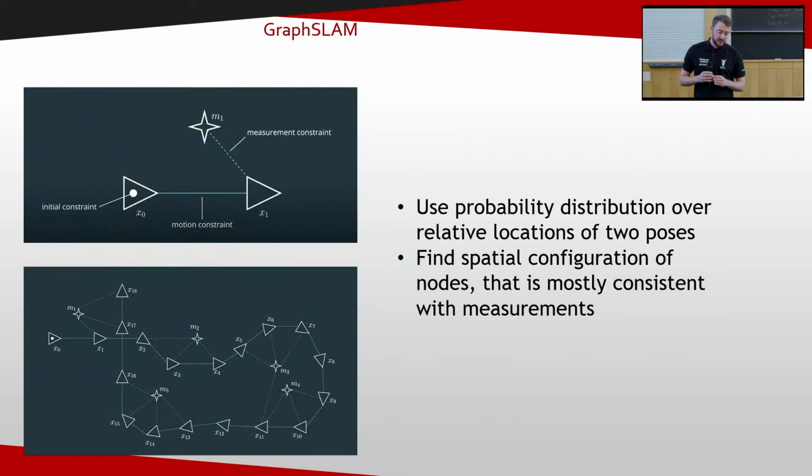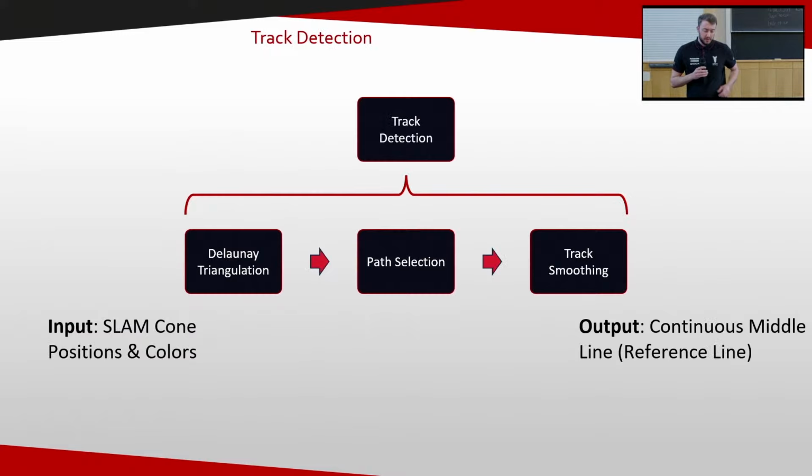Therefore we are using something like a graph SLAM. It uses a probability distribution over relative locations. So in this optimization problem, the single sensor inputs get encoded, and then this optimization problem is solved, and then we get out the necessary outputs we can then further use to optimize the trajectory which the car actually drives.